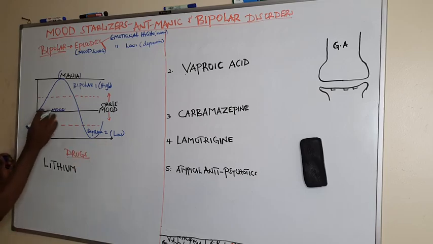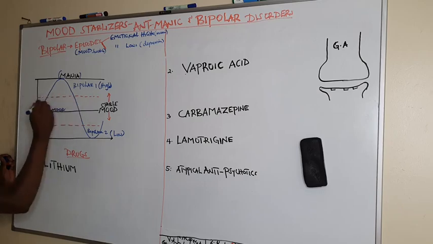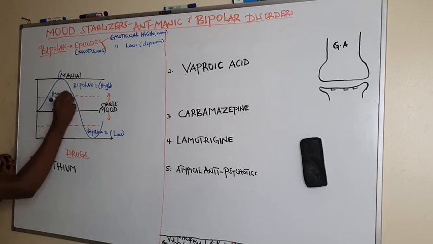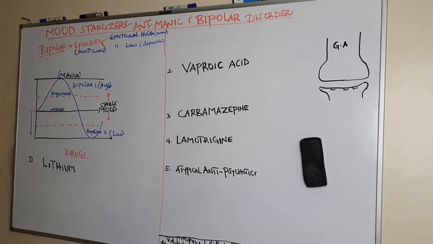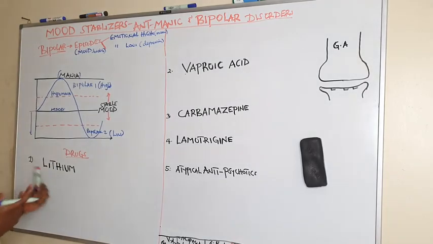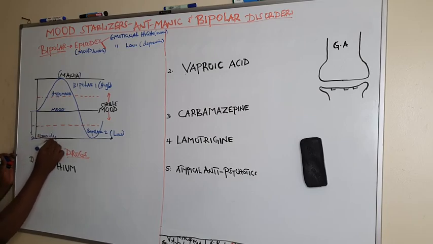Mania is categorized into two: mania and hypomania. This red broken line stands for hypomania. Then below the mood, from this point, this is depression, and we have moderate and severe depression. This is moderate depression, then this is severe. At this point, someone is under severe depression.